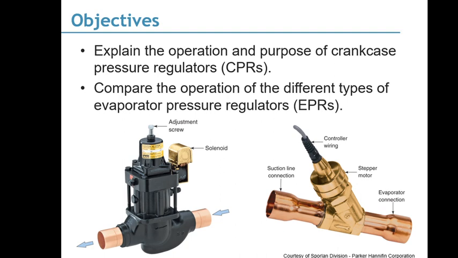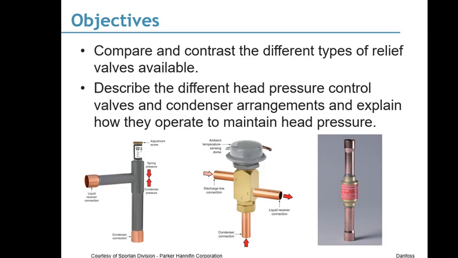Explain the operation and purpose of a crankcase pressure regulator. Compare the operation of the different types of evaporator pressure regulators. Compare and contrast the different types of relief valves available. Describe the different head pressure control valves and condenser arrangements and explain how they operate to maintain head pressure.